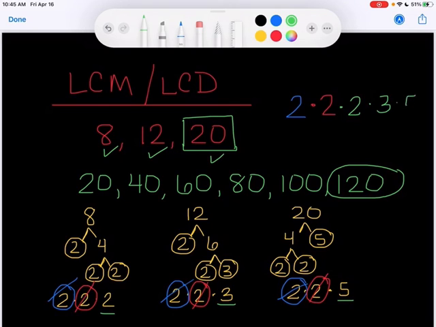And then if you multiply all of these together, 2 times 2 is 4. 4 times 2 is 8. 8 times 3 is 24, and then 24 times 5 is 120. So either way, you will get 120 for your least common multiple.